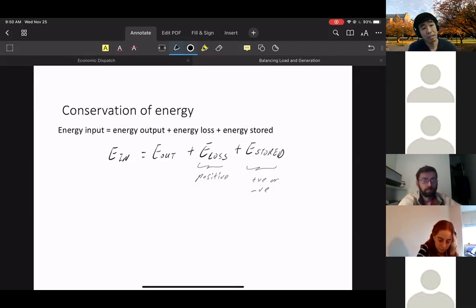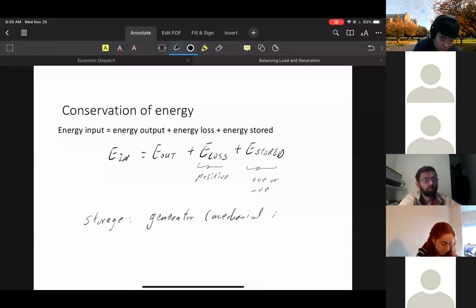On the load, does any of the load store energy? Right, so we have storage. So storage is of the generator, this is mechanical inertia, basically. Does any of the load have mechanical inertia? Any types of load have this?